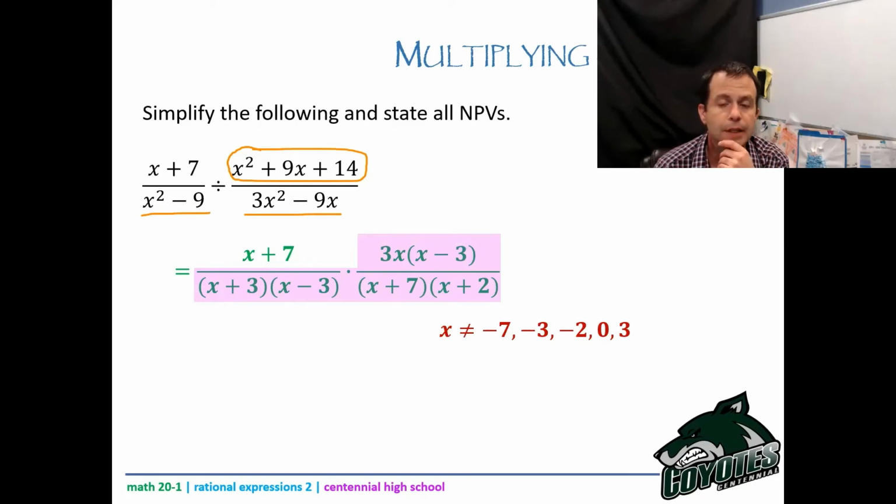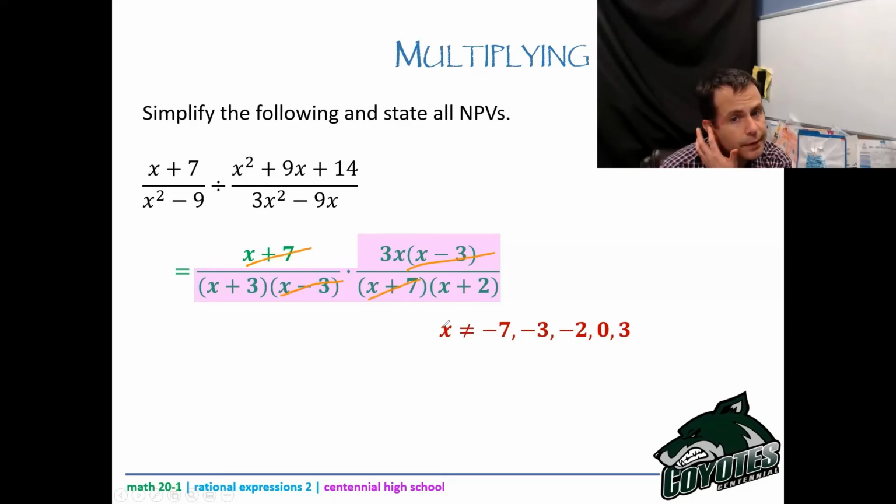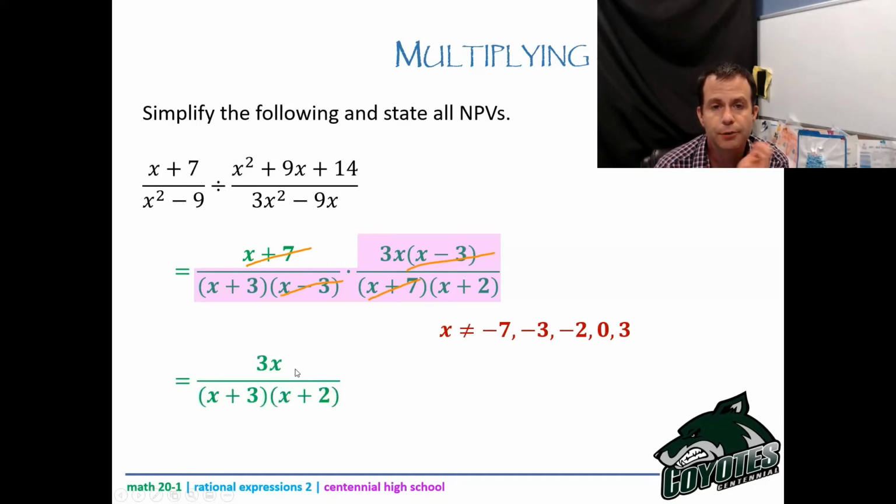Okay, now I have this written as a multiplication statement. So I can take a look at, hey, what can I divide out? I know my x plus 3, oh, no, x plus 3 cannot divide out. I'm going to take that away. My x minus 3s can divide out. My x plus 7s can divide out. And that'll be it. So I'll have 3x on the top. And then on the bottom, I'll have x plus 3 times x plus 2. Okay, 3x on the top. And on the bottom, x plus 3 times x plus 2. Cool.